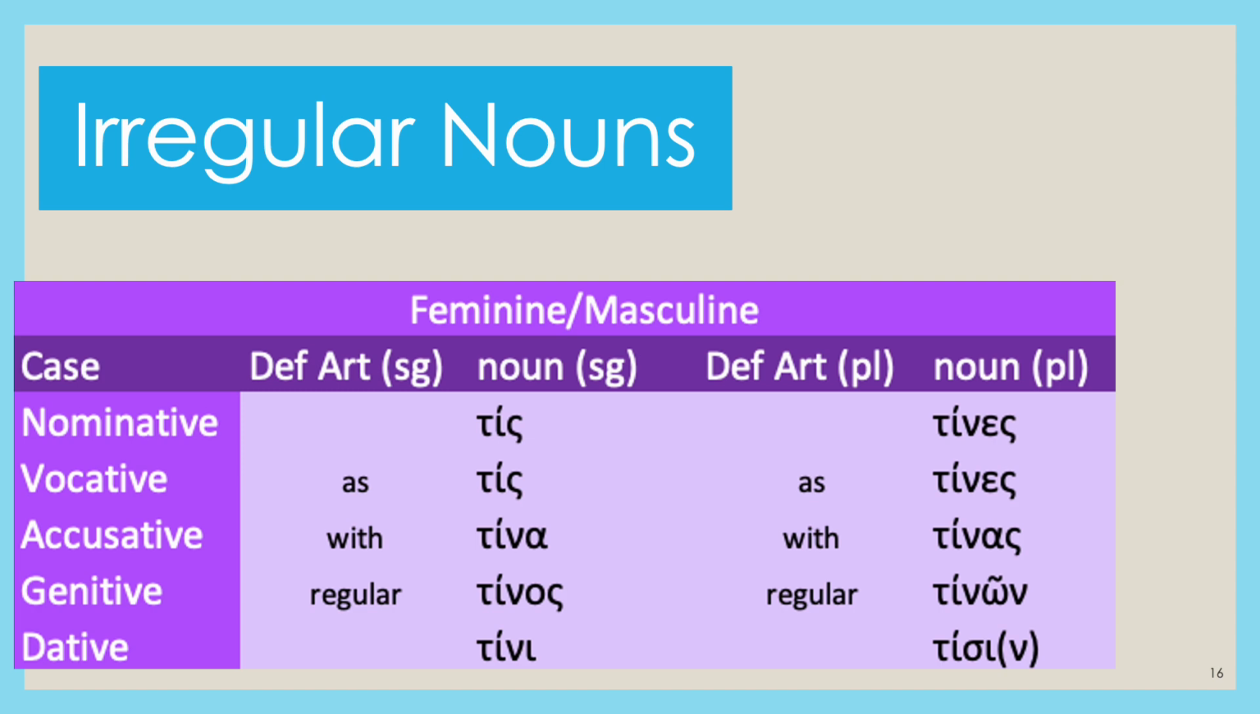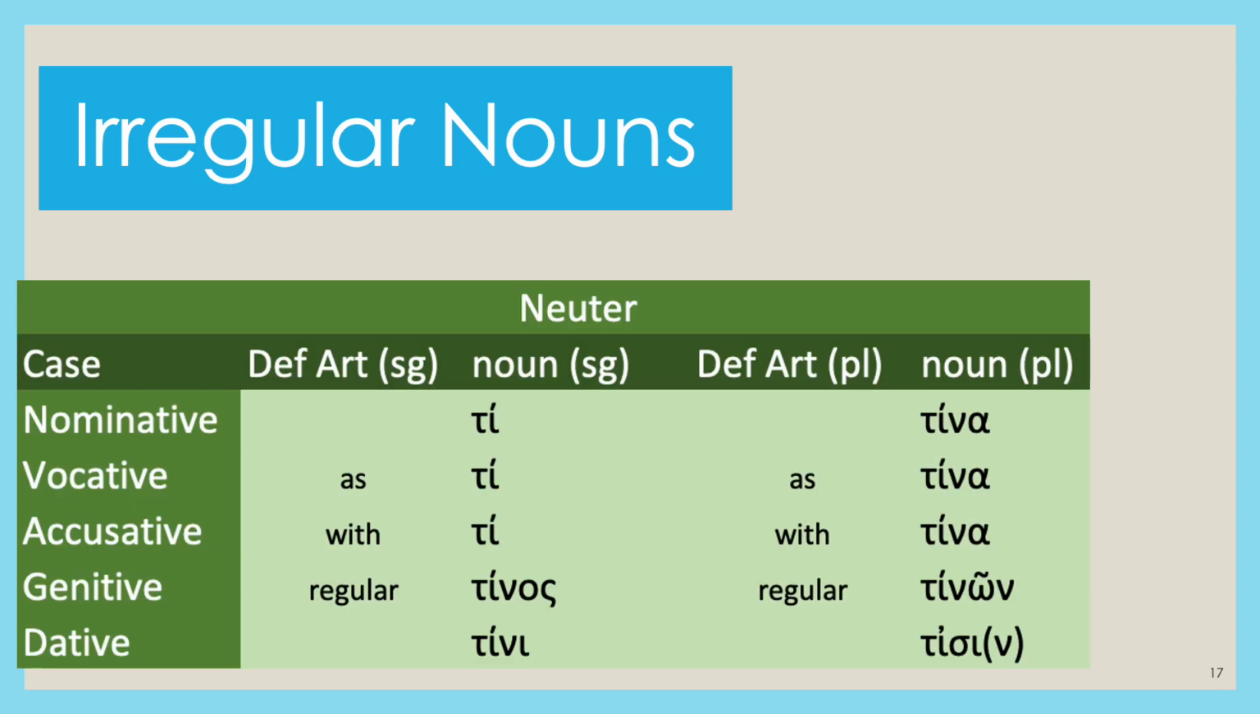If it was plural, it would be tines, tinas for accusative, tinon, or tisin. This word could be translated what or who or anyone, so it could be a neuter, a masculine, or a feminine. If it was neuter, it would have endings like this: ti, te, tinos, tini, plural tina for nominative, vocative, or accusative, tinon, tisin.